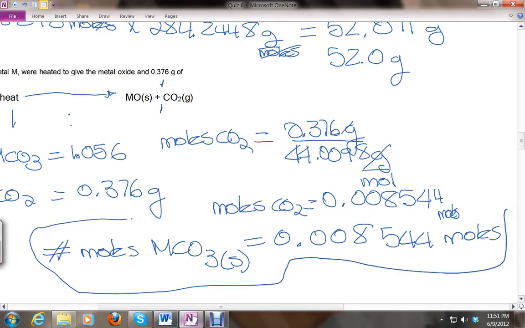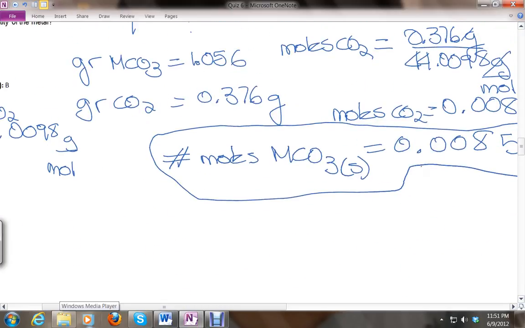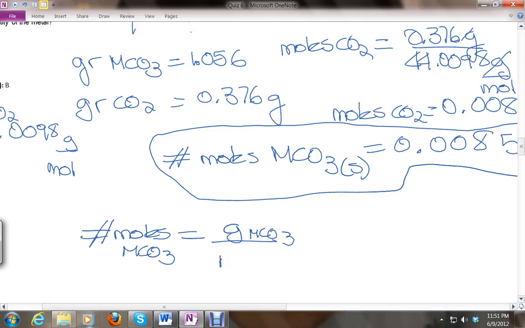Now you got this. Good. But you still don't have the metal. But you get the grams too, right? You have the grams or not? Yes. And the moles, you know that the number of moles of the MCO3 would be equal to the grams which you have, okay? The grams of the MCO3 divided by the molar mass of the MCO3. But you don't have it, right? So what do you do?